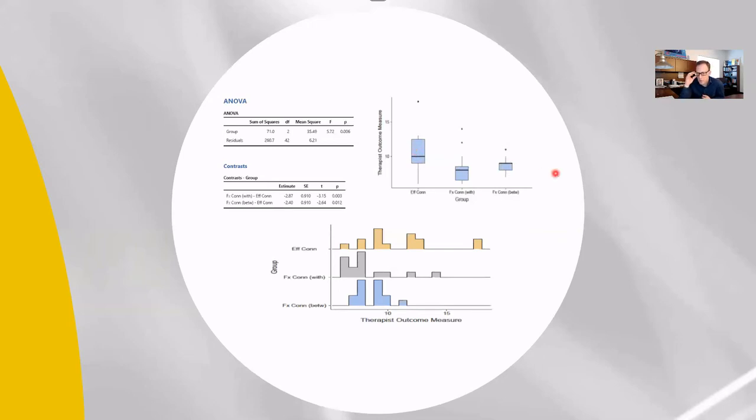The ones that were neurofeedback naive and the ones that weren't. In other words, they already had neurofeedback and then did effective connectivity neurofeedback.